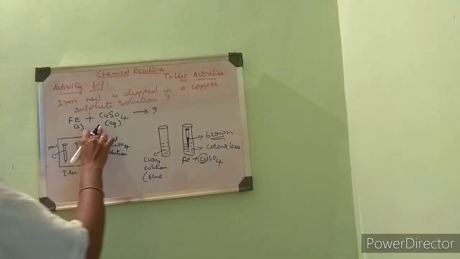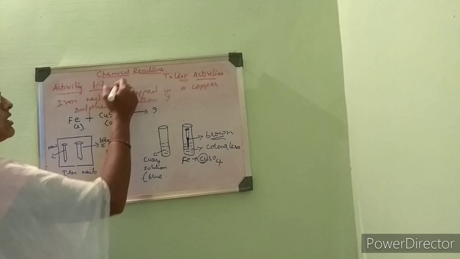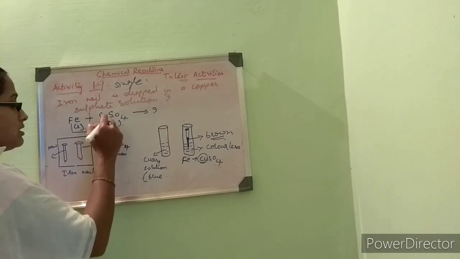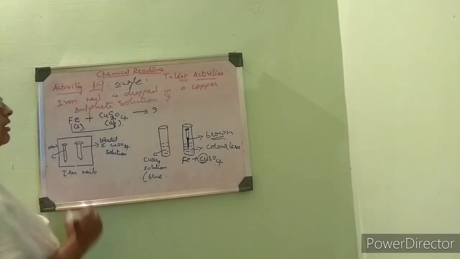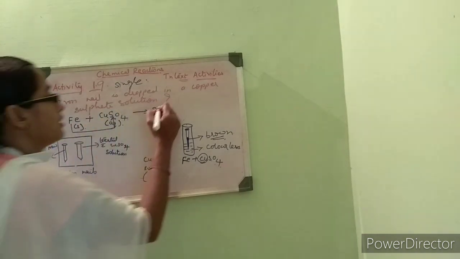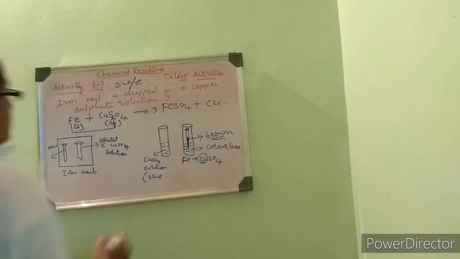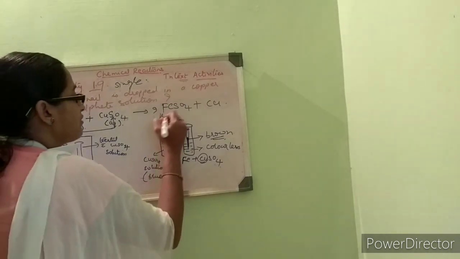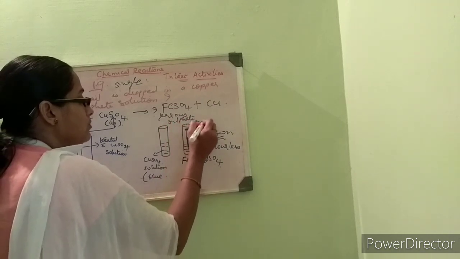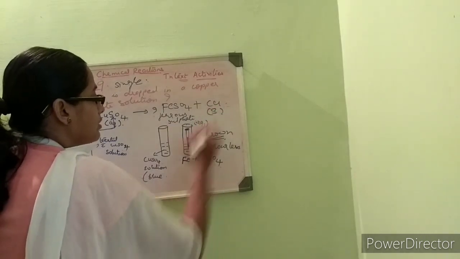So now you can think what type of displacement reaction it is, or what type of chemical reaction it is. It is a single displacement reaction wherein copper is displaced from copper sulfate solution by iron, and it forms FeSO4 plus Cu. So it becomes ferrous sulfate, that is an aqueous solution, and copper, that is solid.